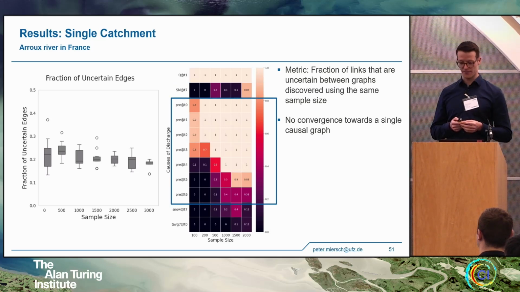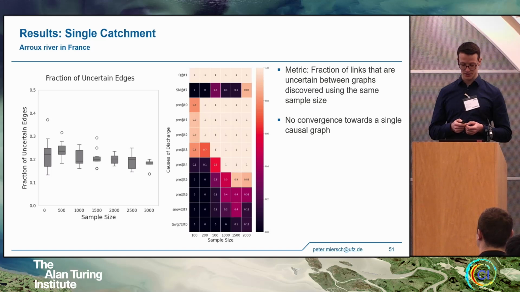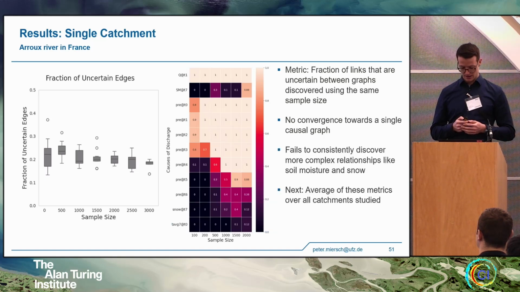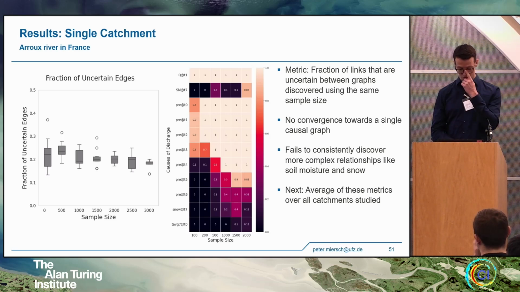For precipitation, we get this pattern that precipitation just a few days before the event can be found very easily, whereas precipitation rather far away from the event is not found very often. And we cannot find the more complex relationship between snow and temperature and runoff at all. And to summarize, we somewhat fail to consistently discover the more complex relationships like soil moisture and snow.